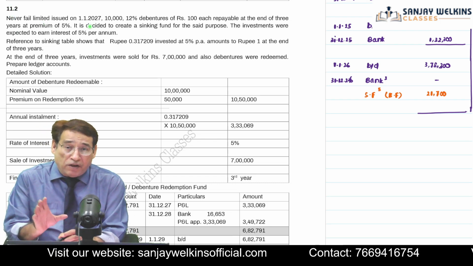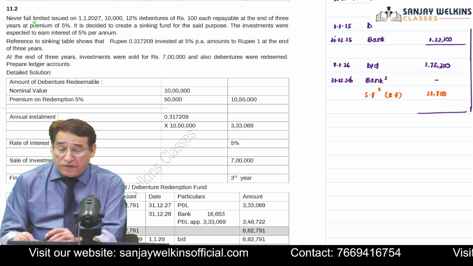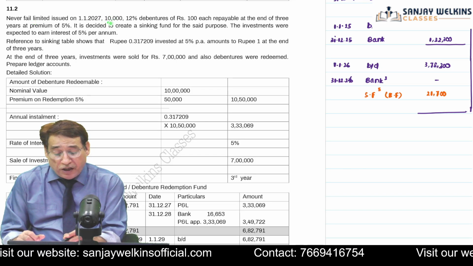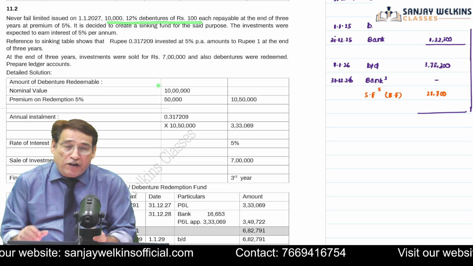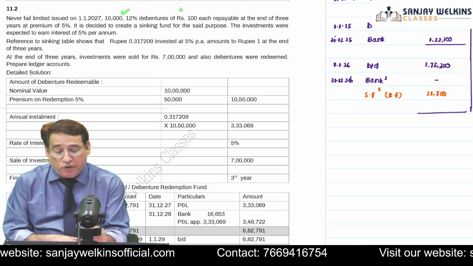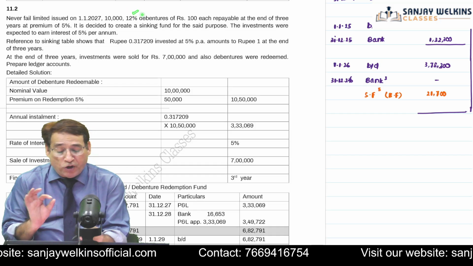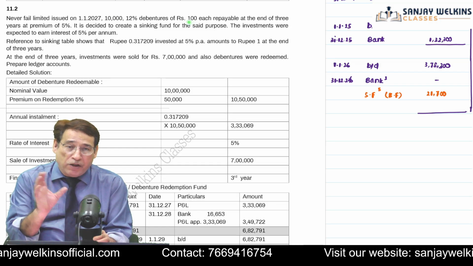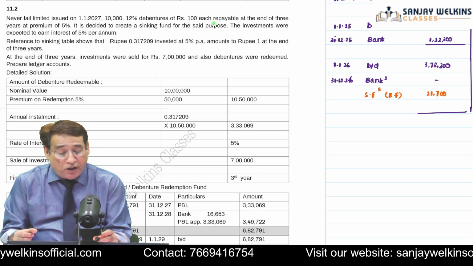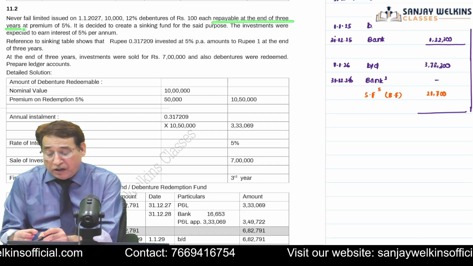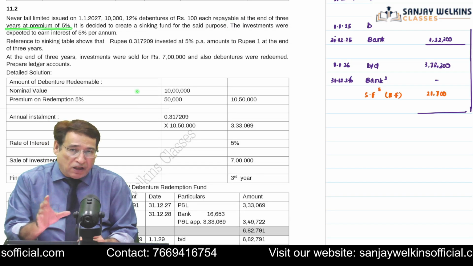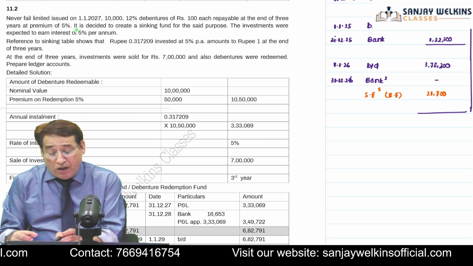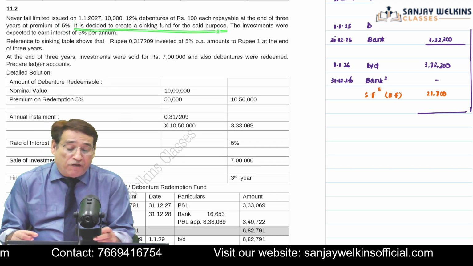Never fail limited. It is never fail limited on 1/1/2027 issued 10,000 12% debentures of 100 each. How many debentures we have issued? 10,000. What is the coupon rate? 12%. What is the face value? 100. So 10,000 into 100, that means 10 lakh worth of debentures have been issued and repayable at the end of the 3 years. So this time redemption period is 3 years, but also it is mentioned at a premium of 5%.